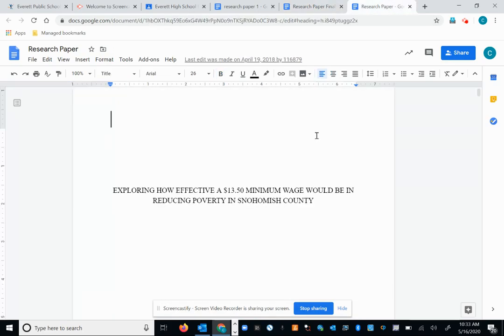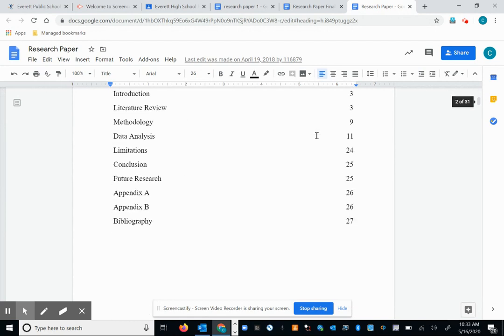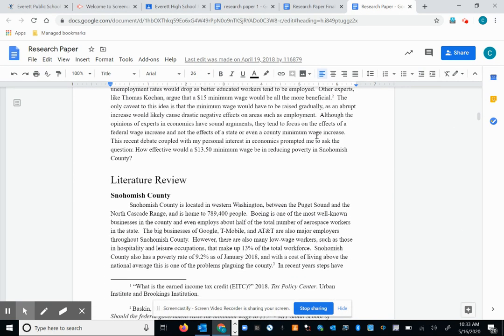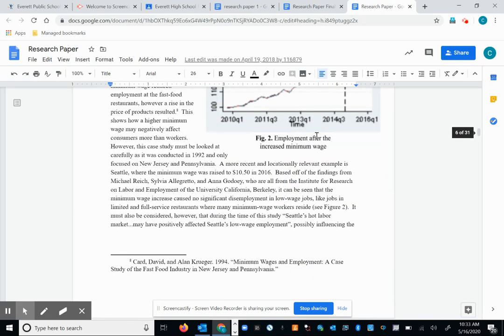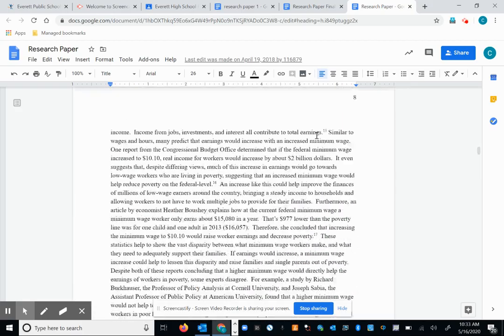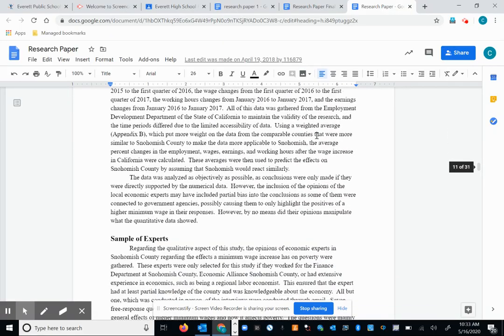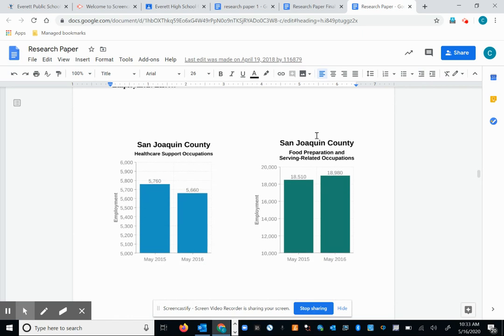Here's the third one. So you can see topic, word count, table of contents, abstract. So it's another one with an abstract. Here's their introduction, their lit review. They did their citations a little bit differently. So you can see they do them at the bottom. They have a couple charts in there also. So if we scroll all the way down, here's their methodology and explanation of the methodologies. They did some interviews, so those are their experts. Then here's their data analysis.